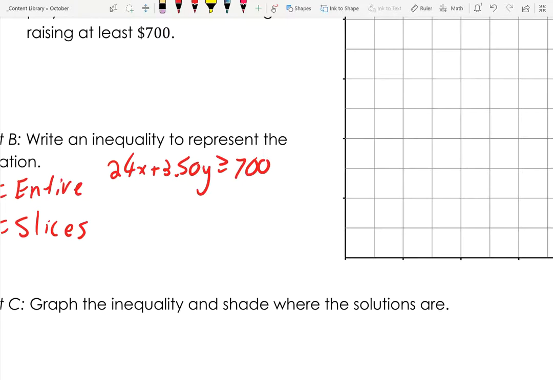So let's do that. Let's say 24x. Let's say if y was 0, I'm not buying any slices. I'm just going to buy entire cheesecakes. I want to know when that makes $700. So that's what I'll do, right? I'll do 700 divided by 24, and I'll figure out what that extreme bound is. Give me a second while I get my calculator out. All right, 700 divided by 24, 29.16 repeating.